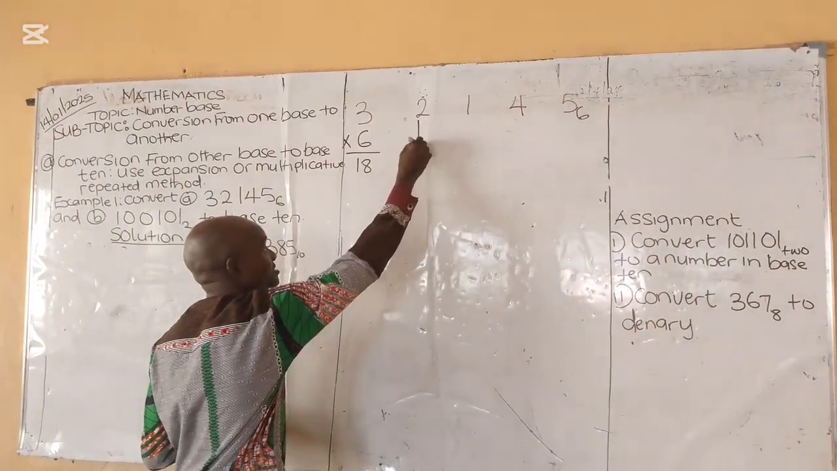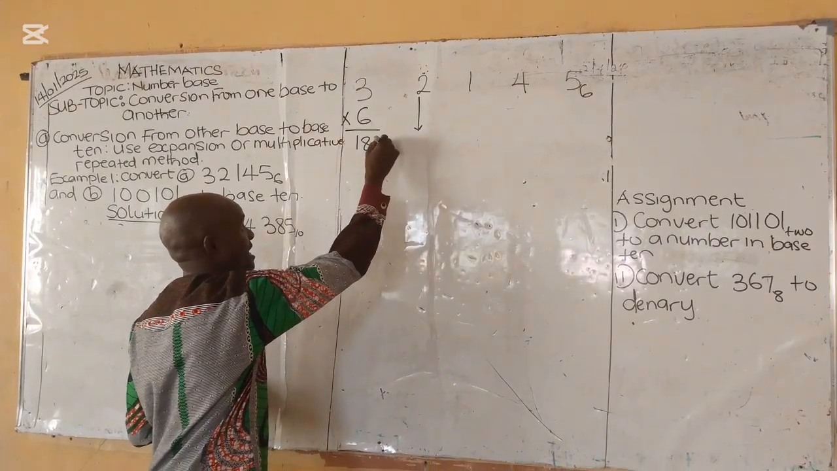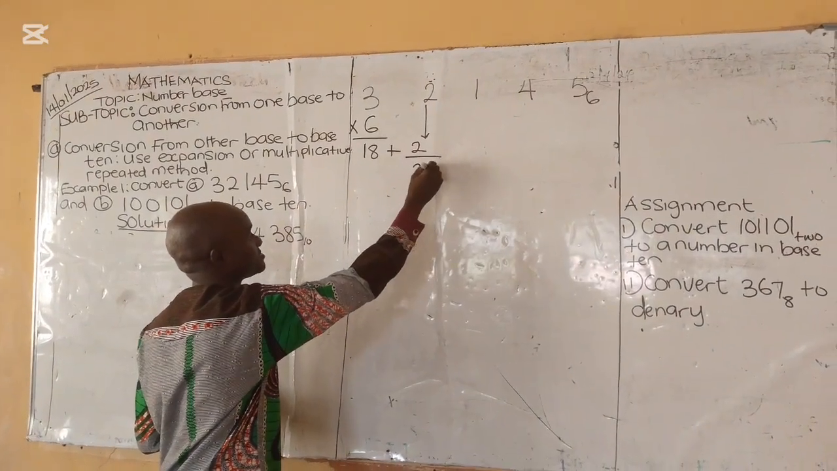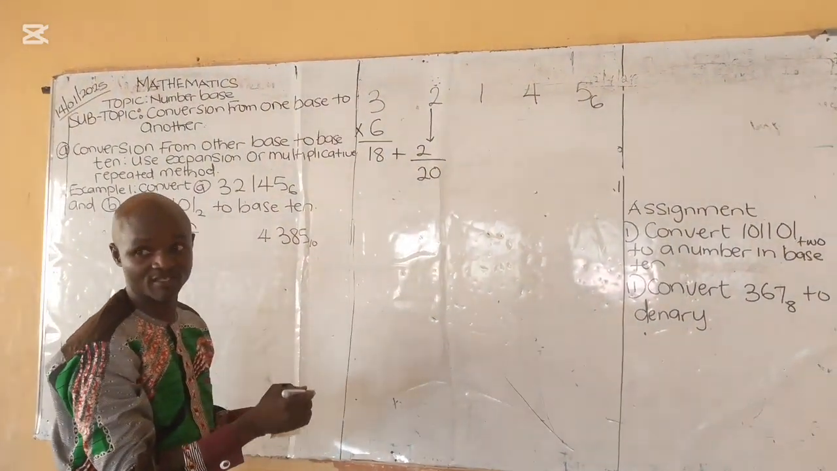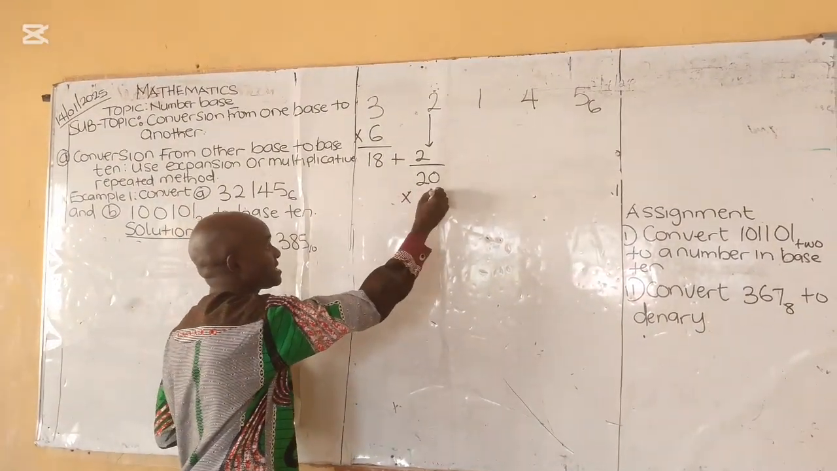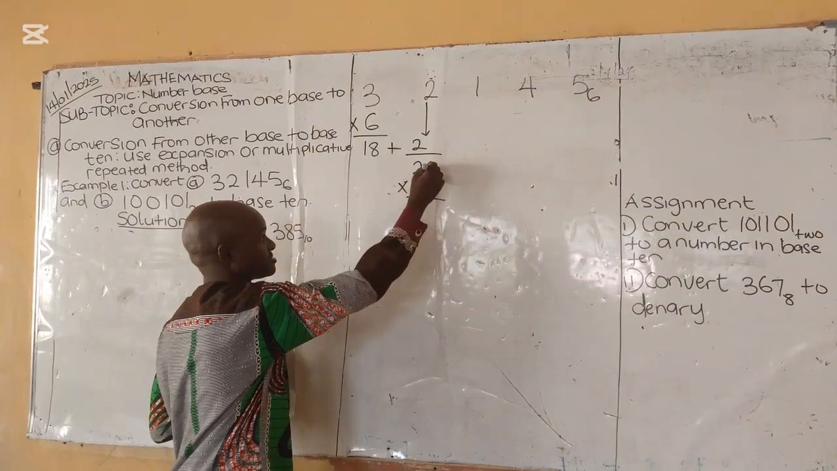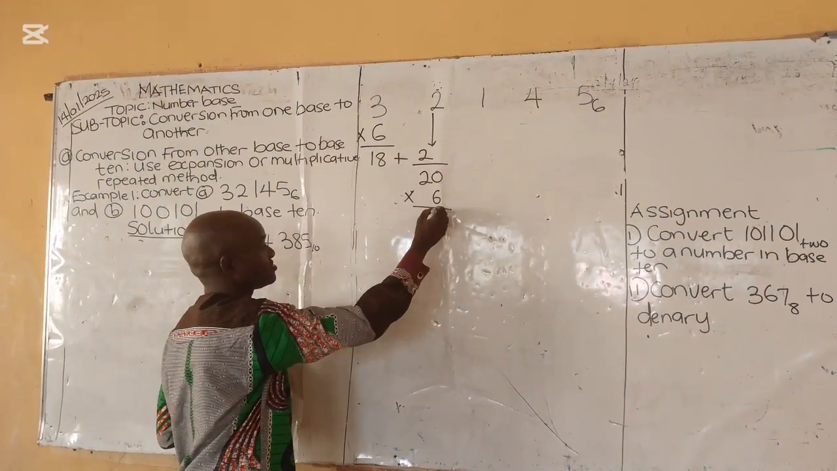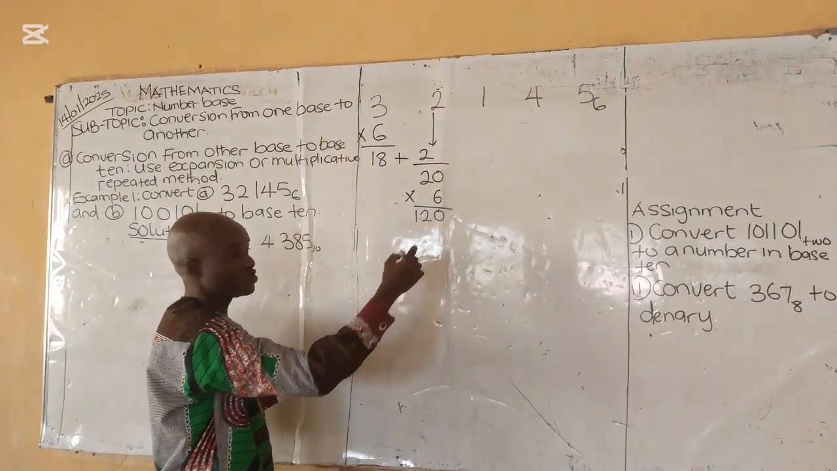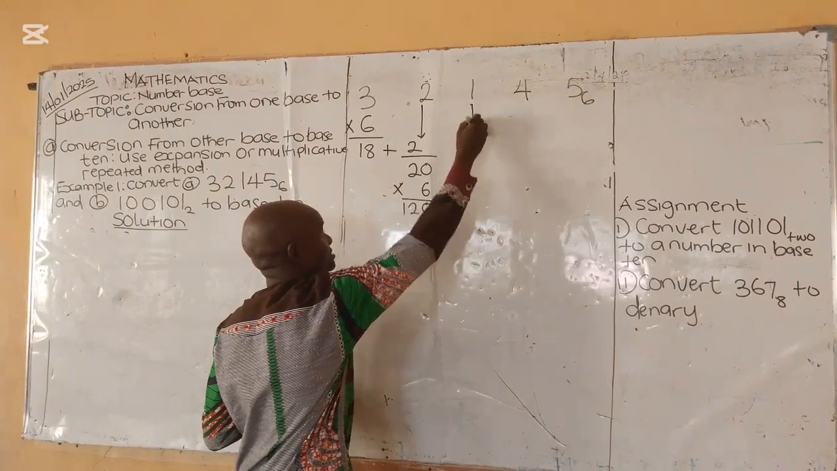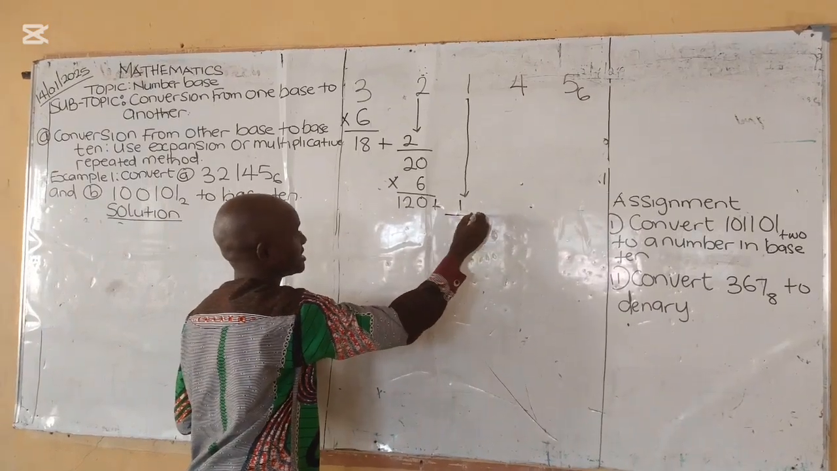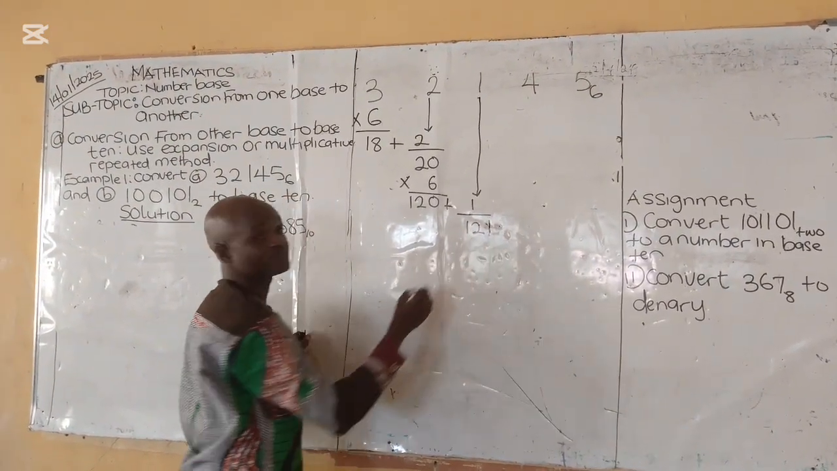Then you bring the next digit down. You add it to your previous answer. When you add, you have 20. That is 18 plus 2 is 20. Then you follow the same process. You are repeating it again. Multiply it by the base 6. 6 times 0, you have 0. 6 times 2, you have 12. And this is 120. You bring your arrow down, just like what I've done here. Plus 1, and that will give you 121.